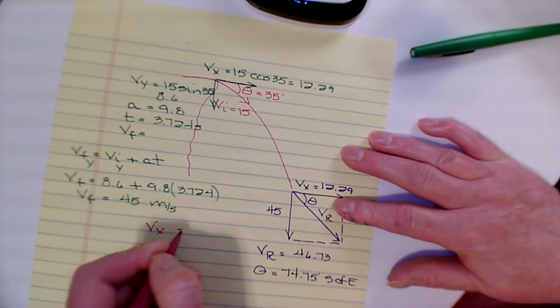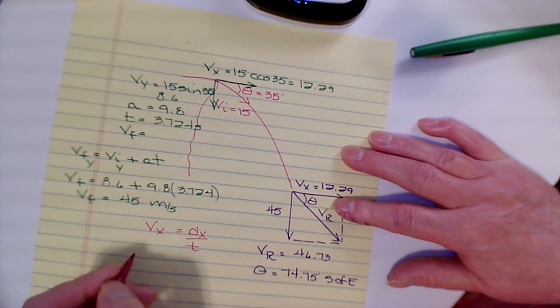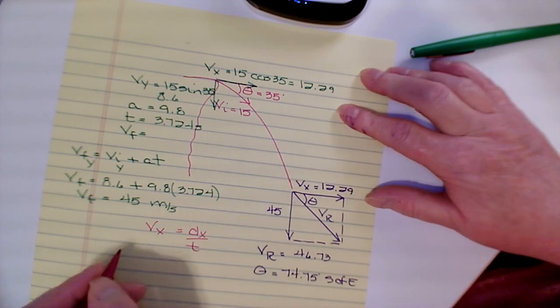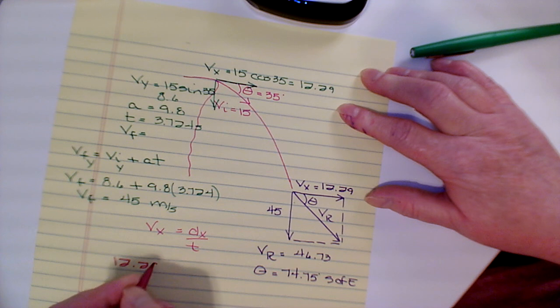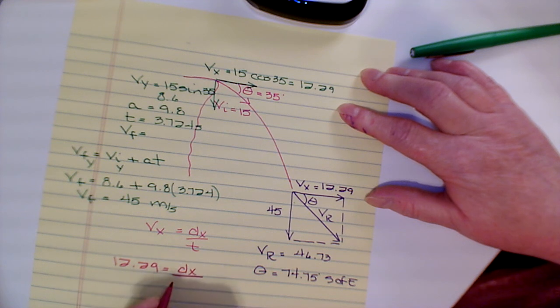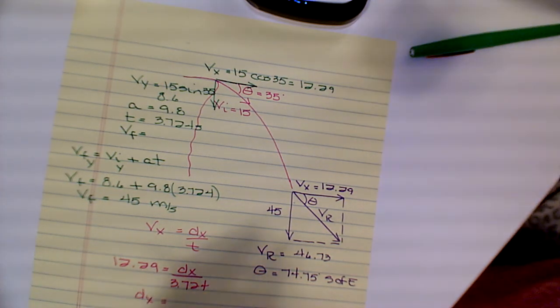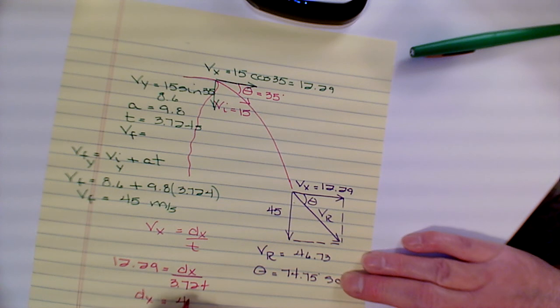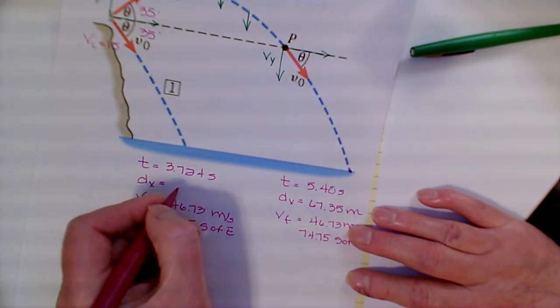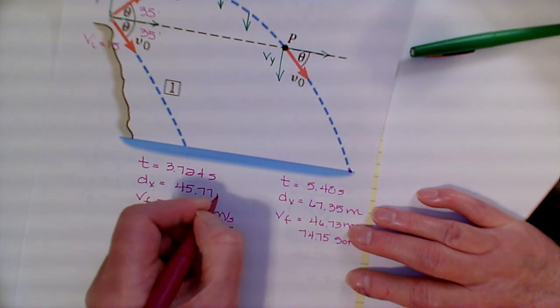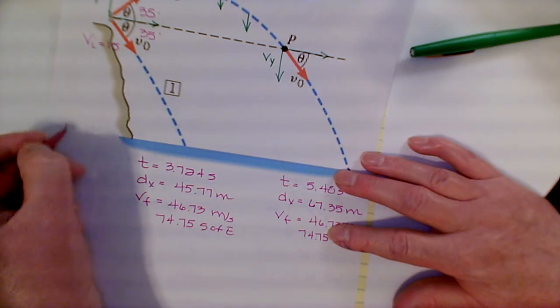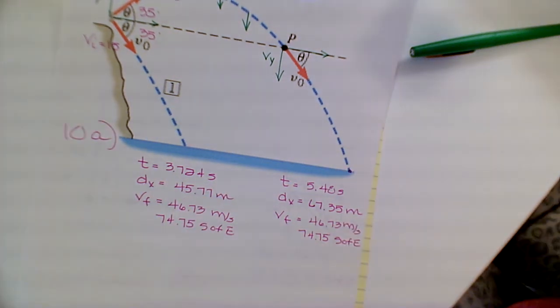All right, so Vx equals dx over time. And Vx is 12.29. And it's in the air for this 3-some seconds. And we find out that it has enough time to travel over 45.77 meters. So we'll copy that down. 45.77 meters. So I think that these are the answers for 7A.